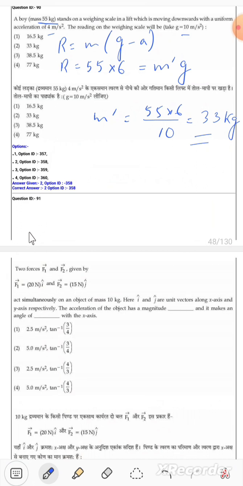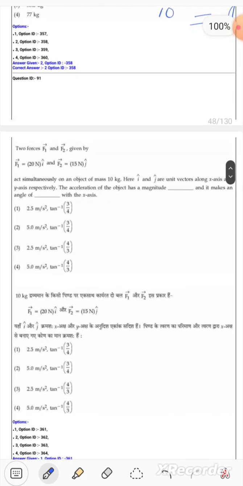As I can see, we have two forces, F1 is 20 Newton i cap and F2 is 15 Newton j cap, acting simultaneously on an object of mass 10 kg. That means they have given us the information mass equals 10 kg, and here i cap and j cap are unit vectors along the x-axis and y-axis. The acceleration of the object has a magnitude and it makes an angle of dash with the x-axis.